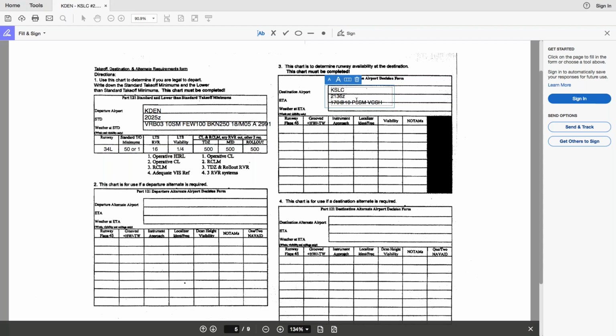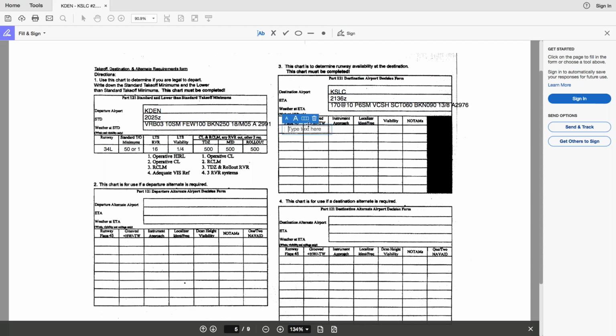Sky condition. Scattered at 6,000, 060. Broken at 9,000, 090. Temperature is 13. Dew point is 8. Altimeter setting is 2976.